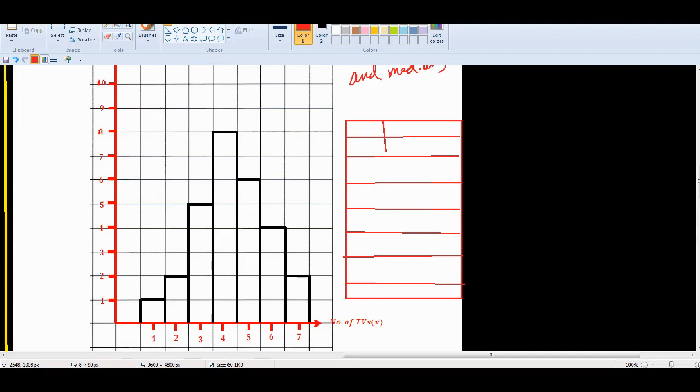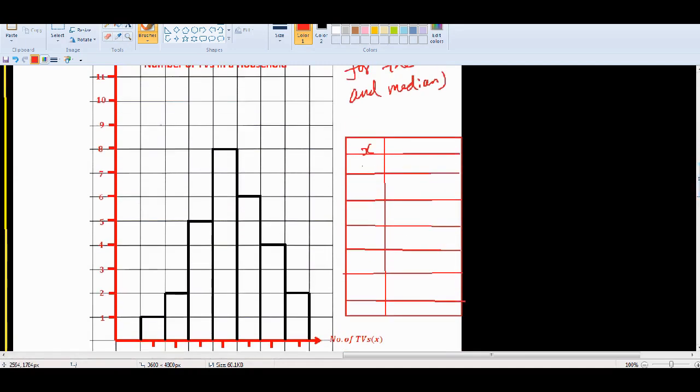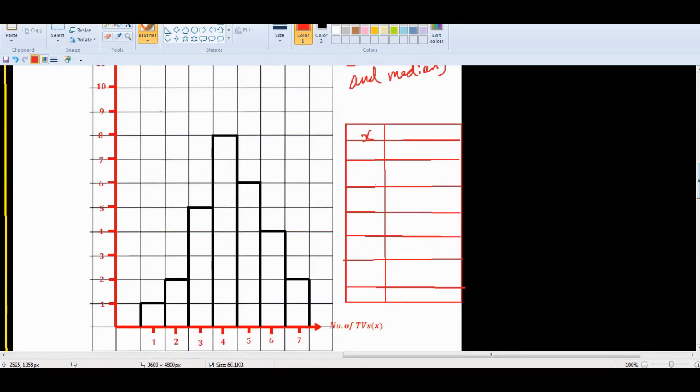Okay, so it's not evenly spaced, but we don't care, right? Let's say x is the number of TVs. That means this is discrete data, because the number of TVs should be discrete data. And here's the frequency, which should be 1, and should be 2. For 3 should be 5. 5 should be 6. 6 should be 4.